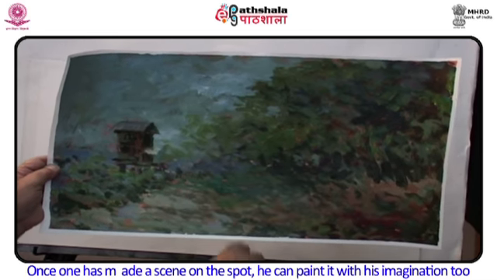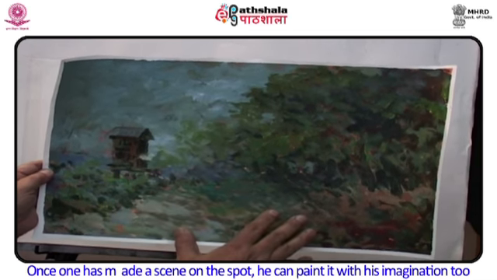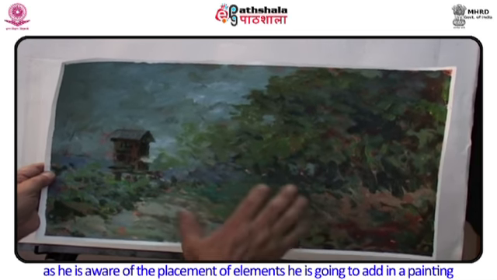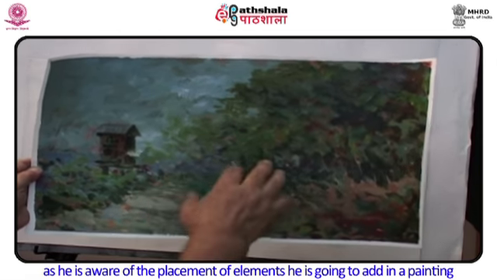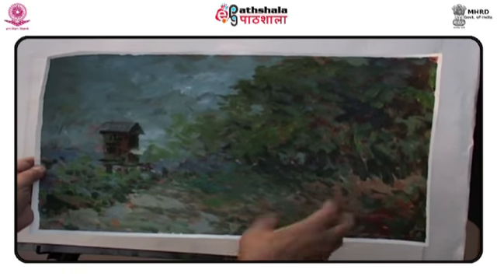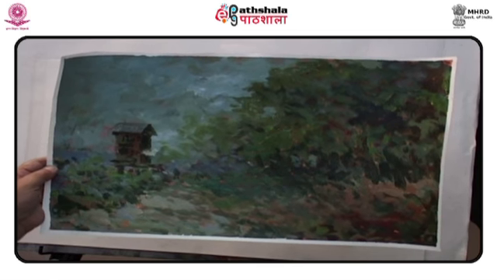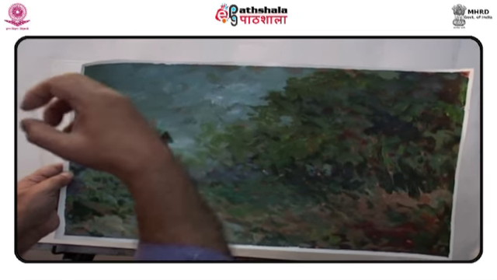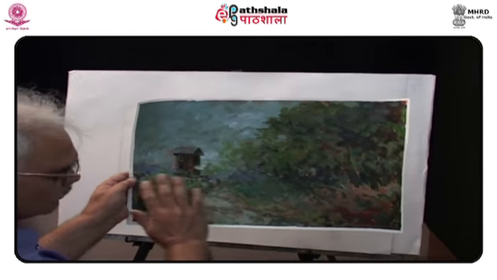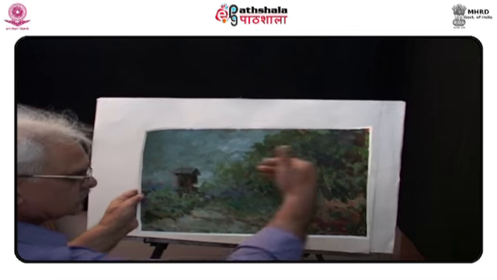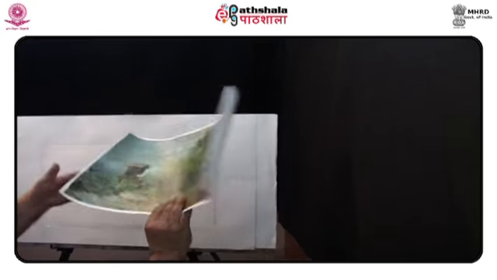One has made a scene on the spot. He can paint it with his imagination too, as he is aware of the placement of elements he is going to add in a painting. It will be just an imaginative depiction, maybe in a different mood and varied colors. One can see the difference afterwards by comparing the one painted on the spot and the other one with imagination. Let's see what will come out.